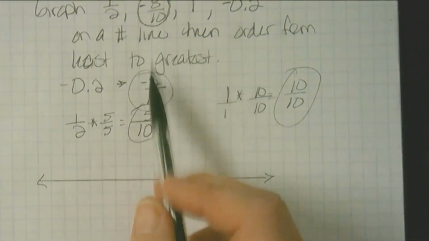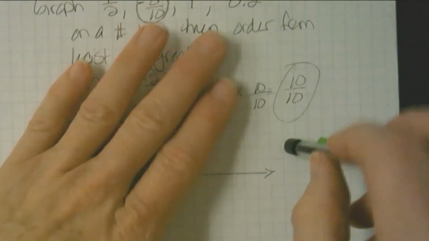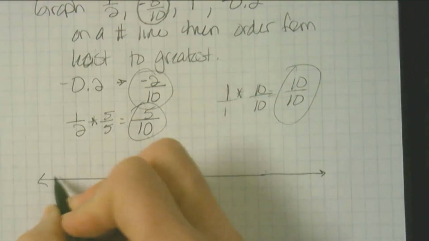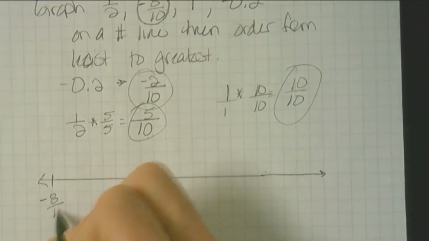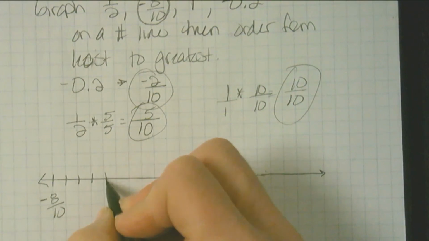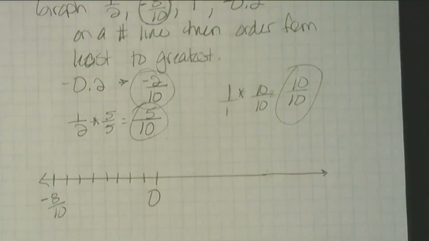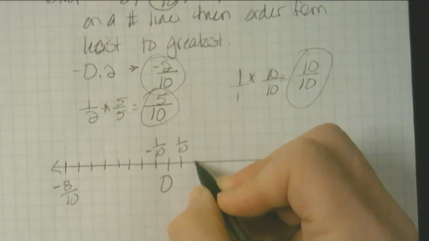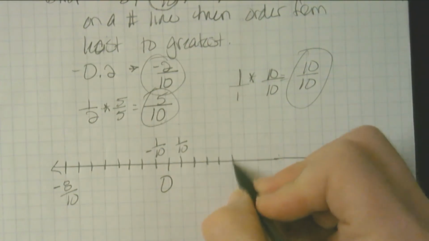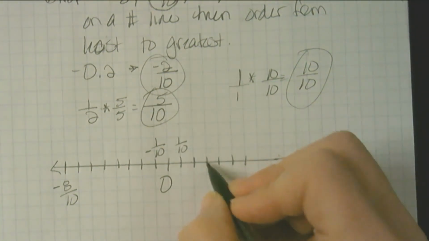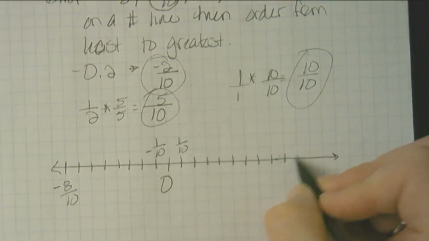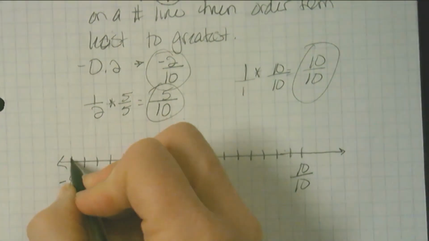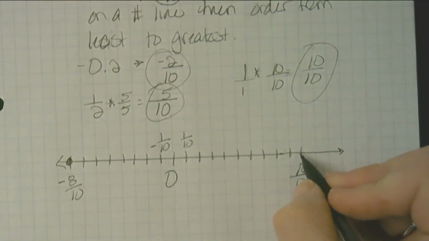All right, the lowest I'm going is -8/10. The highest I'm going is 10/10. So I think I may need to make this a little bit longer. So let's say I'm going to go down here. This is going to be -8/10. 7, 6, 5, 4, 3, 2, 1, 0. Here's my 0. So this is -1/10. This is +1/10. And then I'm going to count up from there. So here is 10/10. So I'm going to put a dot where each of these are.